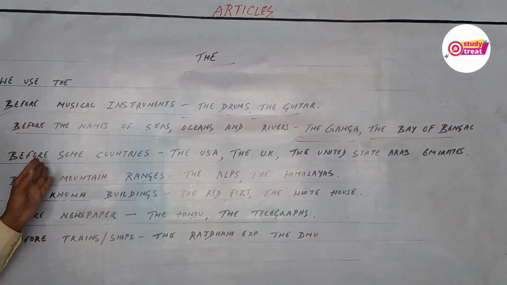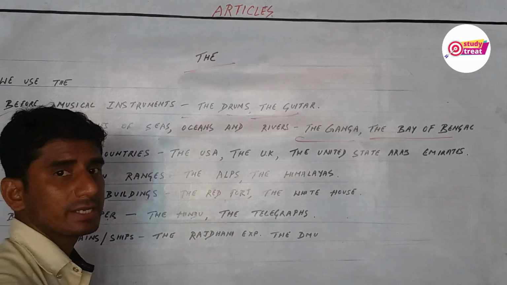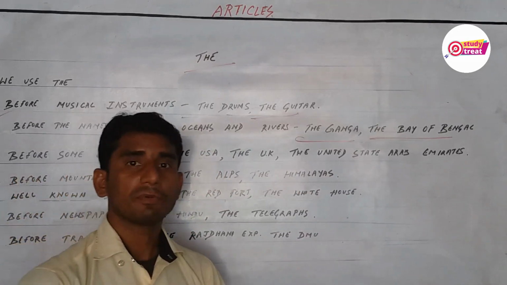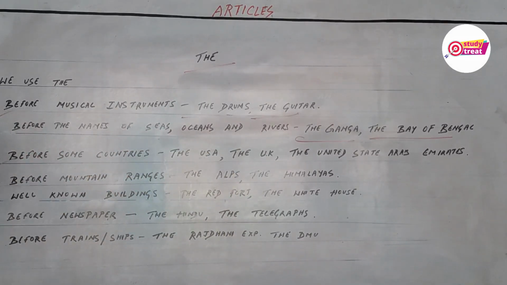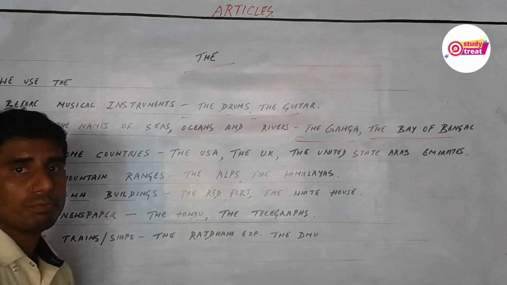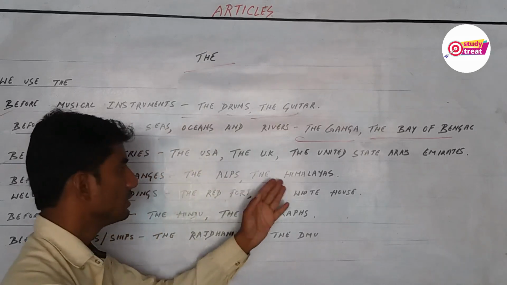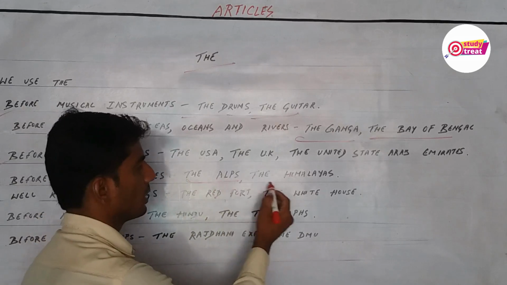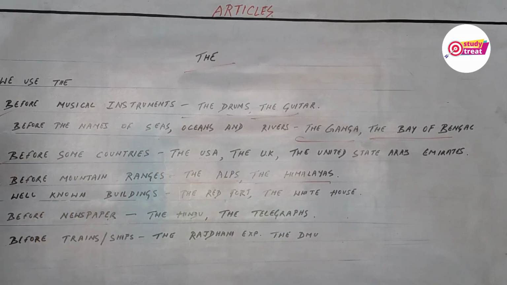Go to the next one. Before some countries, for example, the USA, the UK, the United Kingdom, the United Arab Emirates, okay, we use the here. Yes, you see? Now, the next one is before mountain ranges. Before any mountain range, for example, the Himalaya, the Alps, okay, the K2, the Kanchenjunga, etc. It's very easy, guys.